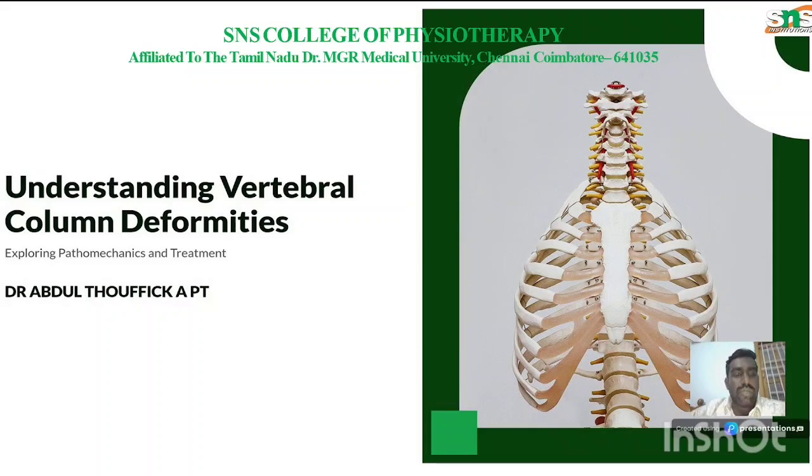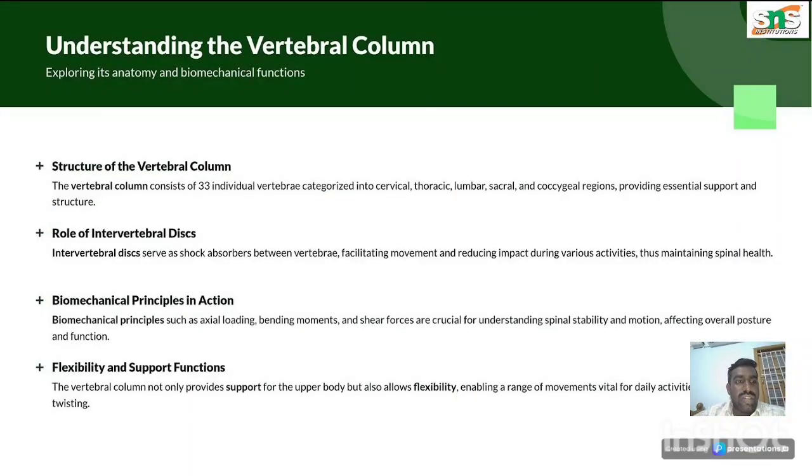Today we are going to see the topic of vertebral column and its deformities. Shall we start? In this topic, we are going to explore the pathomechanics and treatment for the vertebral column. First, what is the structure? The vertebral column consists of 33 individual vertebrae categorized into cervical, thoracic, lumbar, sacral, and coccygeal regions, providing essential support and structure to the body.